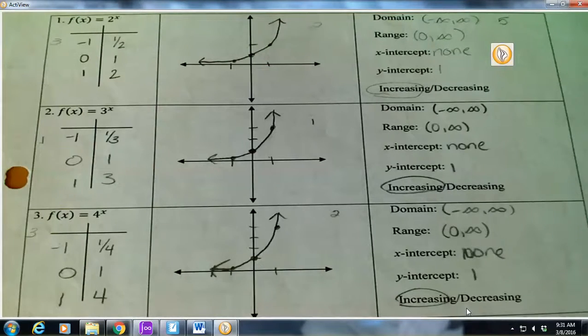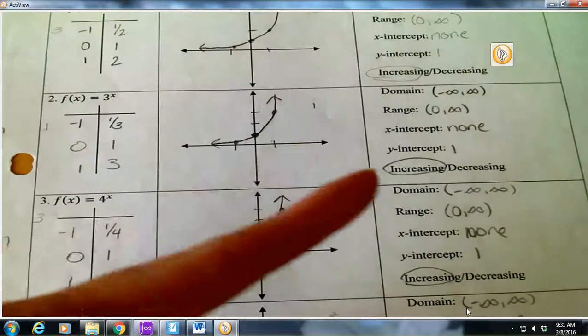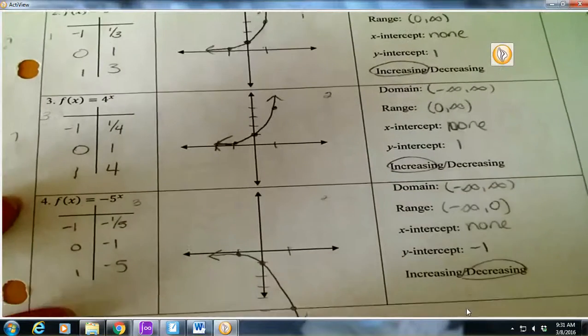So there is no x-intercept, but they all have the same y-intercept, which is 1. And all of these graphs are increasing or decreasing? Increasing the entire time.